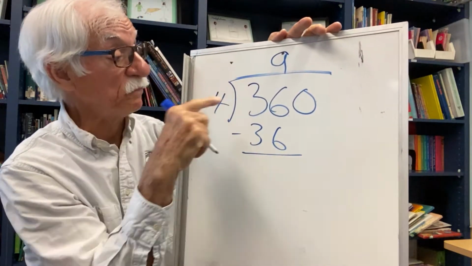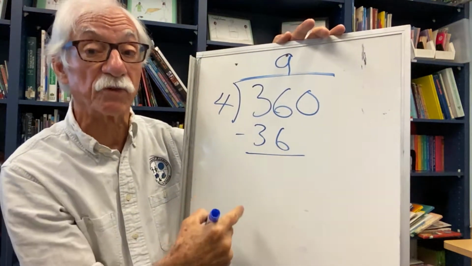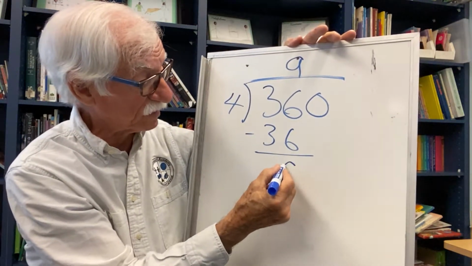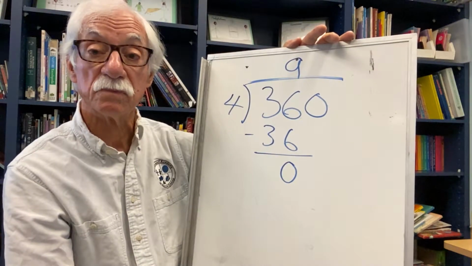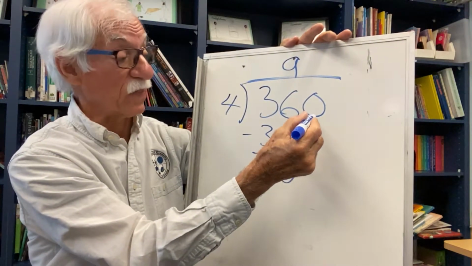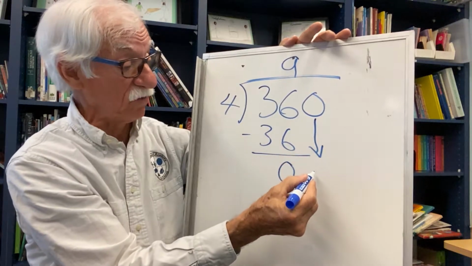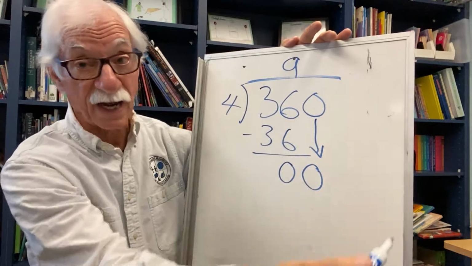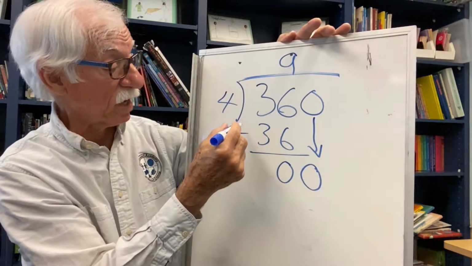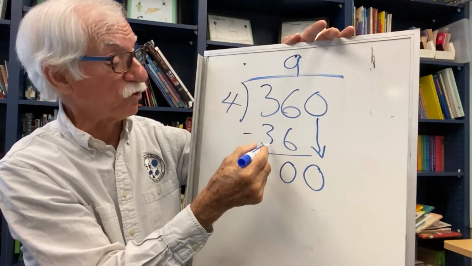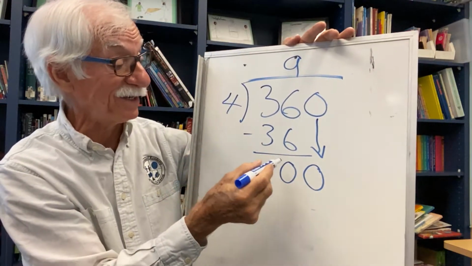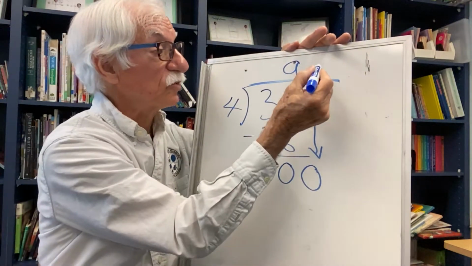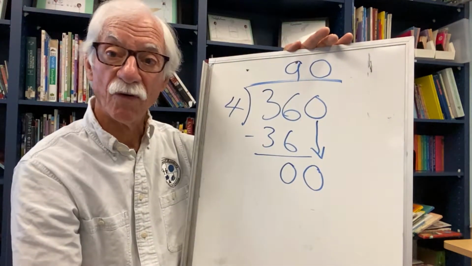So I've distributed 36 tens of the 360 pages I had, so I've got 0 left. Well, I got to bring down that place value, even though it's a 0. I've got to distribute the entire dividend, okay? And it turns out, do I have anything left to distribute to the 4? No. So my quotient up here is 0.